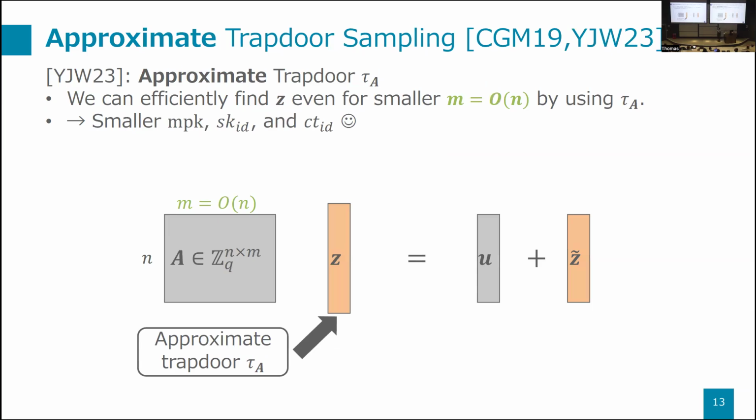To avoid this, we use a compact approximate trapdoor, recently proposed by YJW23. By using the approximate trapdoor, we can efficiently find a short vector z satisfying these equations, even for smaller m, order n, where g tilde is the approximate error. Then this leads to a smaller master public key, secret key, and ciphertext.